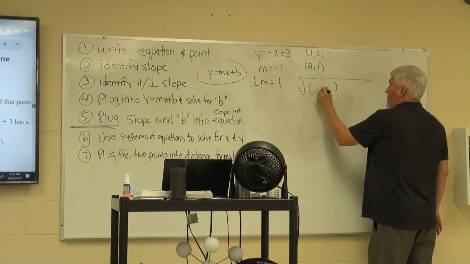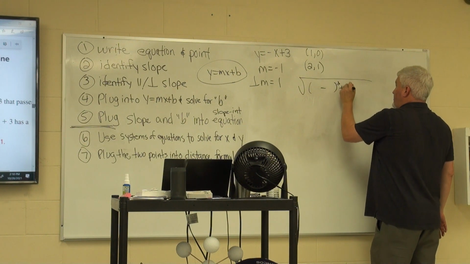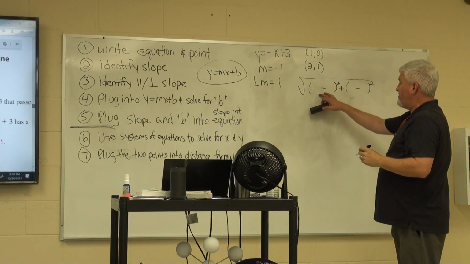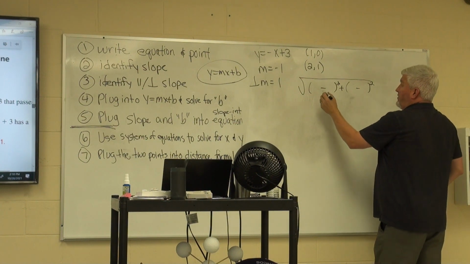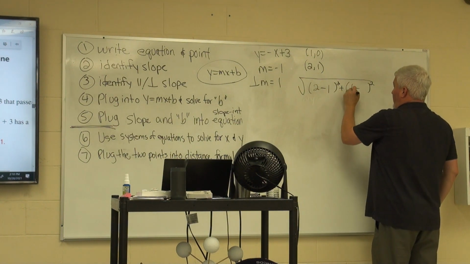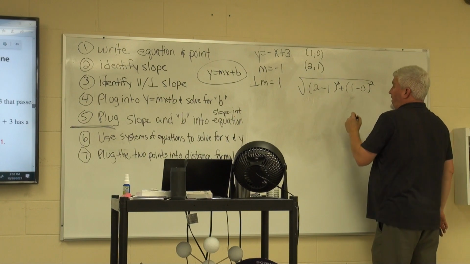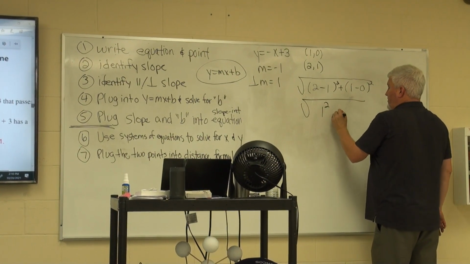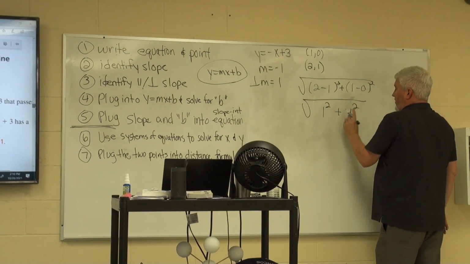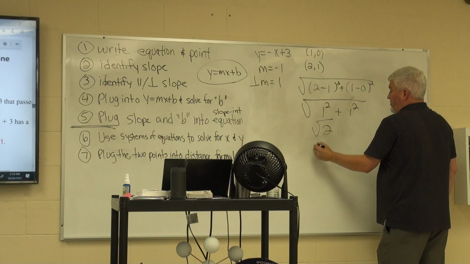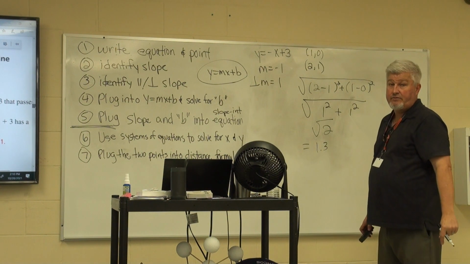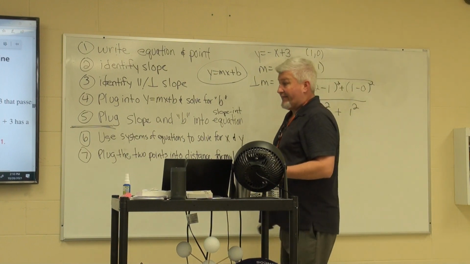Okay? Remember we did this. Write your template and fill in. Put x's here, put y's here. So 2 minus 1 and 1 minus 0. Okay? 2 minus 1 is 1 squared. 1 minus 0 is also 1 squared. 1 squared is 1. 1 squared is 1. Add them together. Square root of 2, which when you use your calculator is 1.3 if I remember right. Okay? And that's all there is to it.